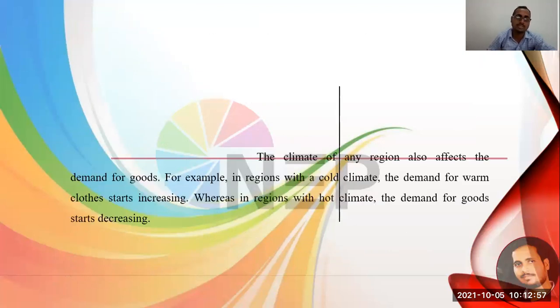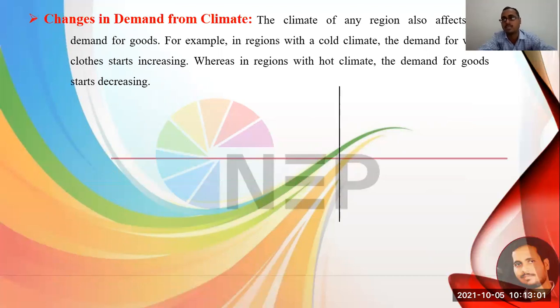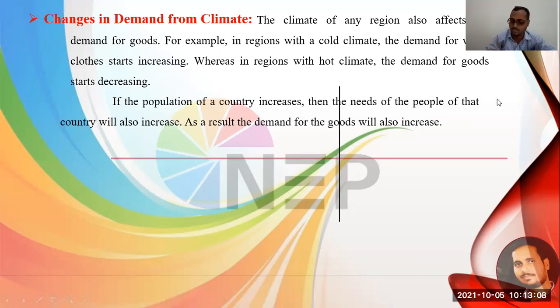Now, students, the next factor is the change in demand from the climate. Climate plays an important role, because climate is the source of the commodities, especially for seasonal commodities. If the winter season is more intense in the year, then people demand more warm clothes. On the opposite side, if it is hot, then people demand garments, clothes suited to the current climate, the current situation. So we can say the climate of any region also affects the demand for goods.